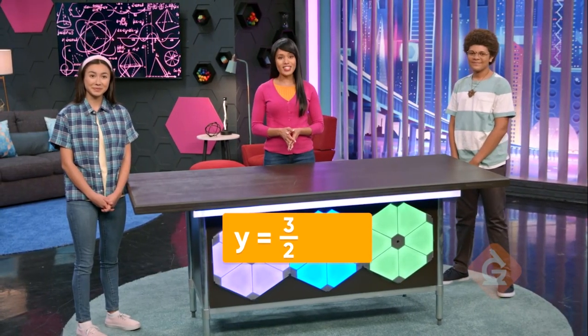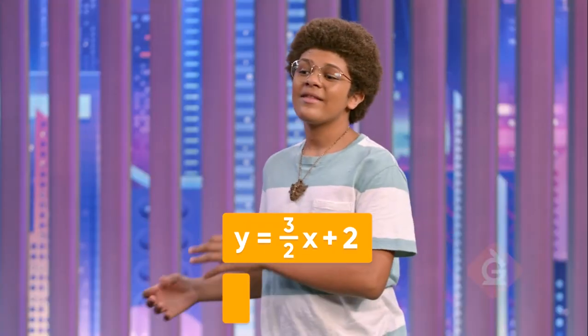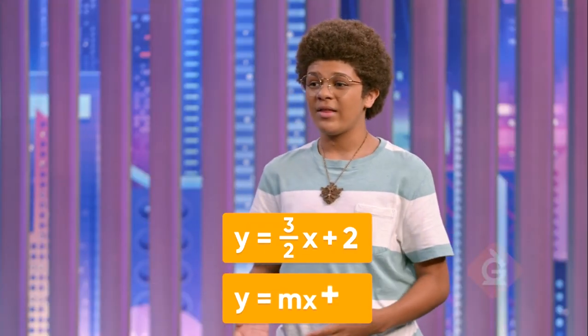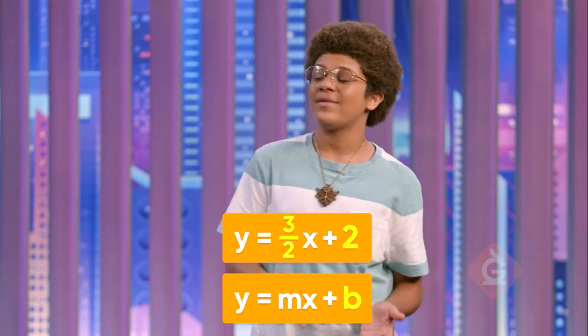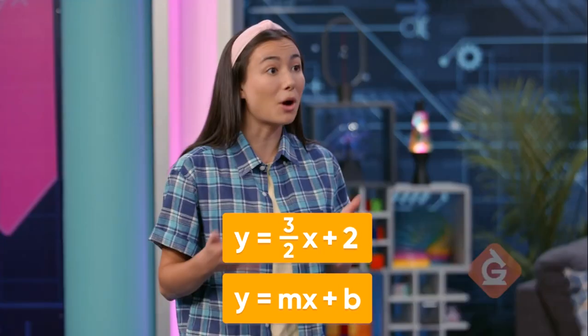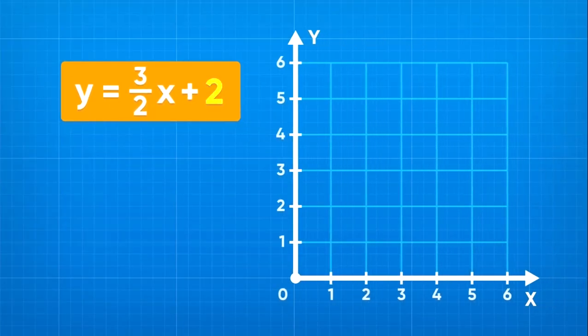Here we have the equation y equals 3/2 x plus 2. How can we graph this one? It looks like it's in the form y equals mx plus b, meaning 2 is the y-intercept and 3/2 is the slope. Let's start by marking the y-intercept on the graph. Since it's 2 in the equation, we just go to 2 on the y-axis and mark that point.